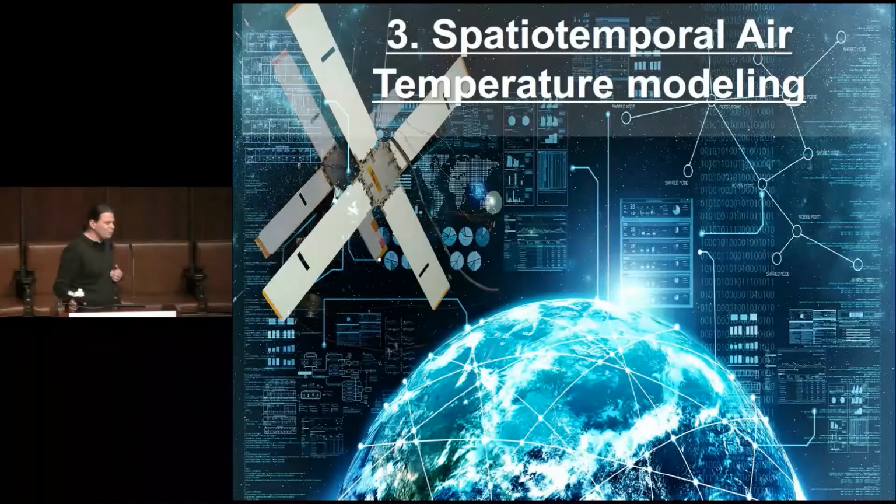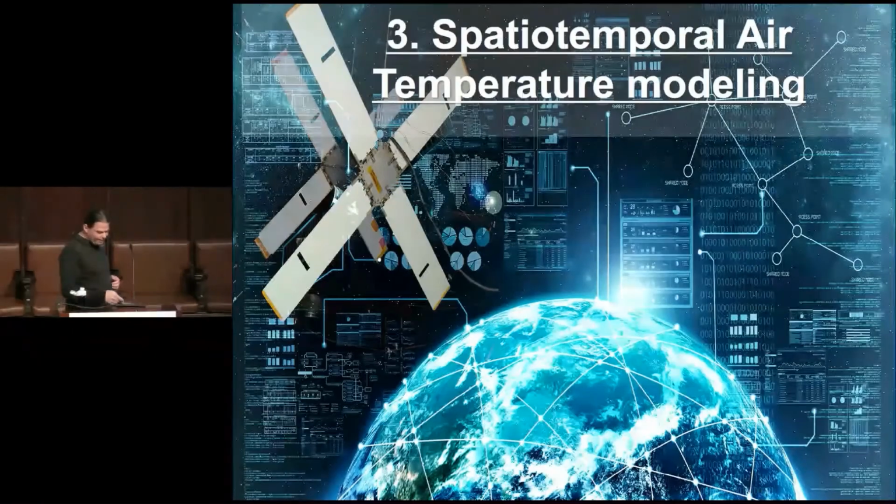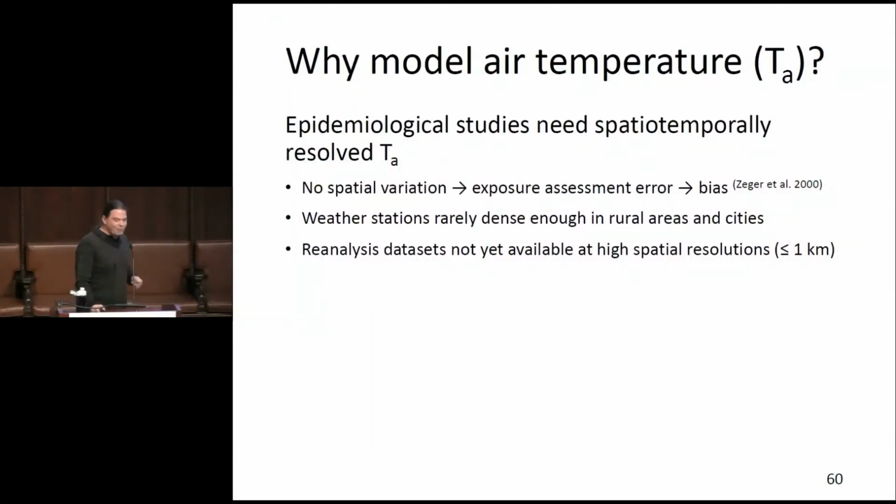So we've talked about PM, I'll move over to temperature. When I was starting my career as an assistant professor, I thought, why don't we use some of the methods that we've developed for the PM modeling to model temperature? Temperature is also an important exposure, and you need spatially resolved temperatures to have variation, to reduce exposure measurement error. There are not always a lot of stations available, especially in rural areas, and the reanalysis data sets that are available are not high enough in terms of the temporal and spatial resolution.